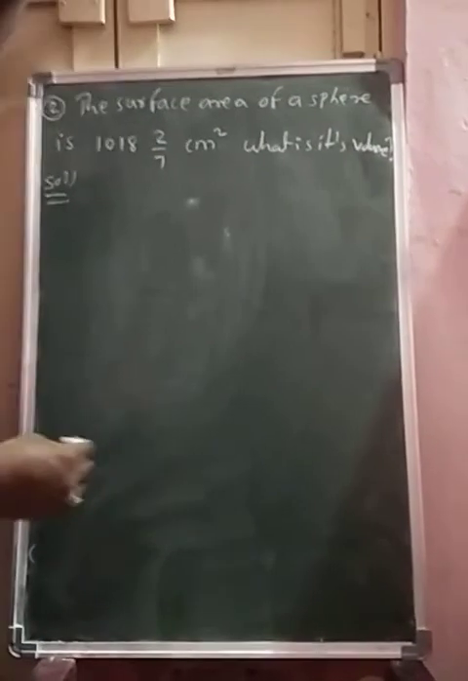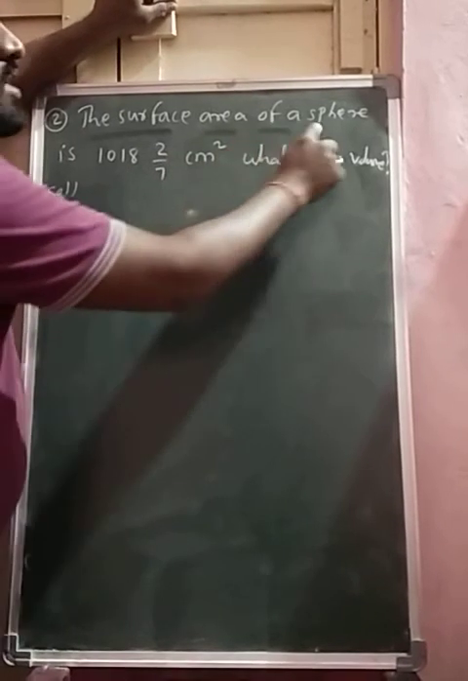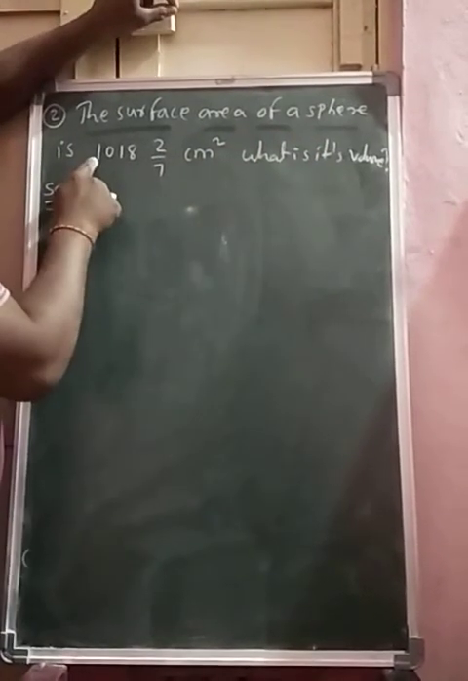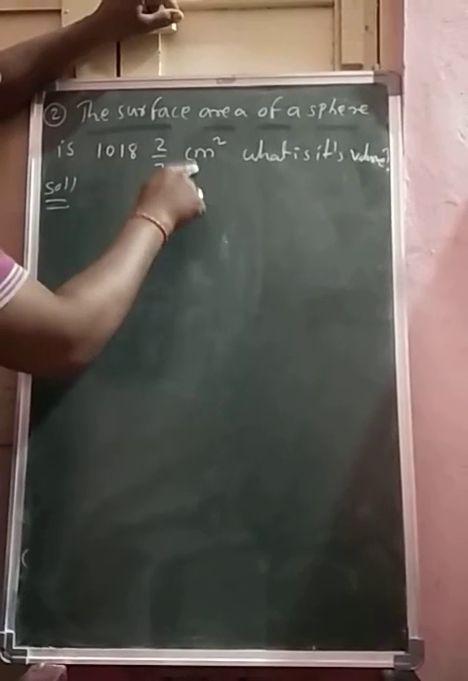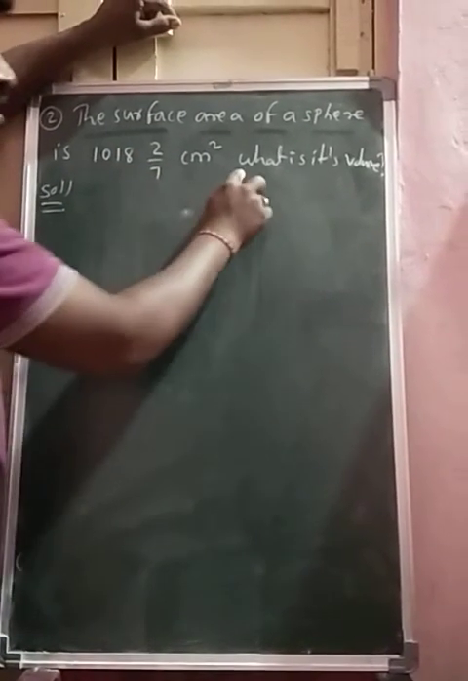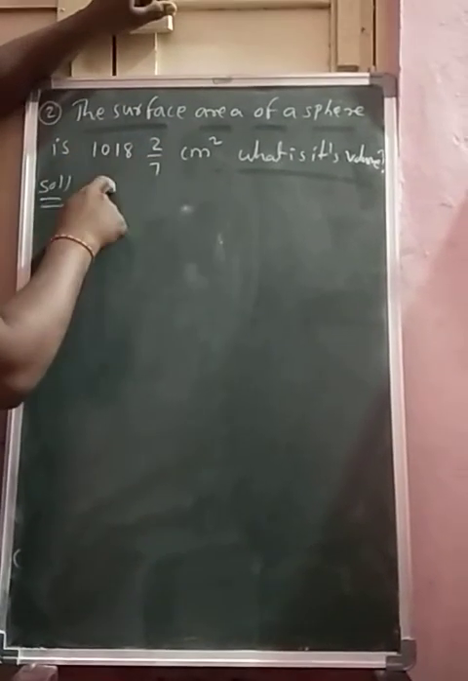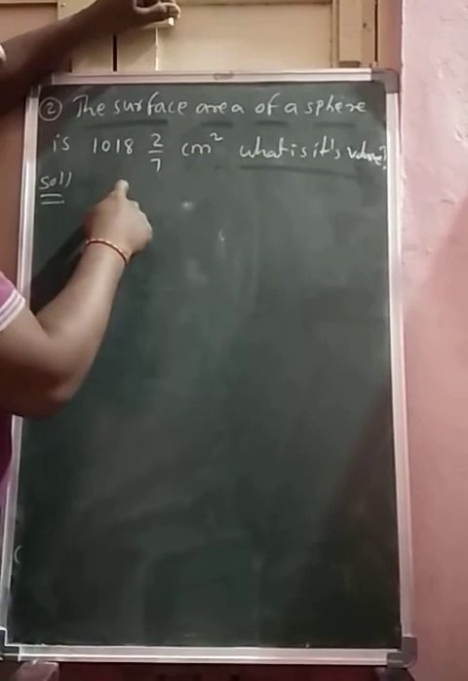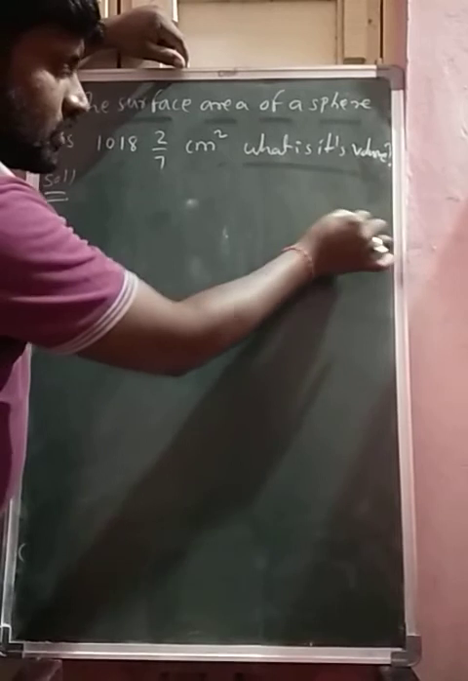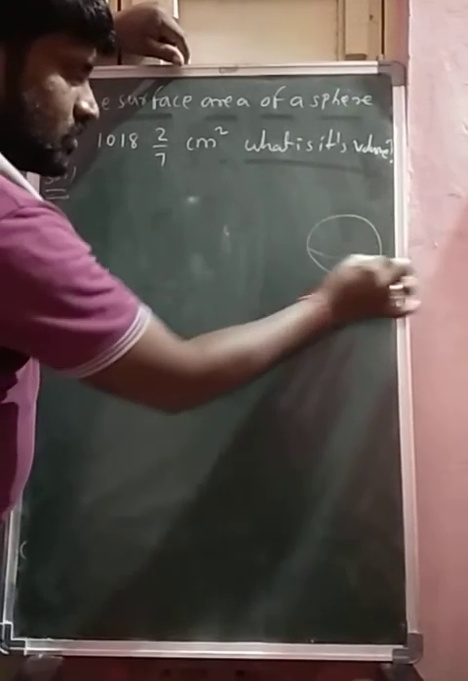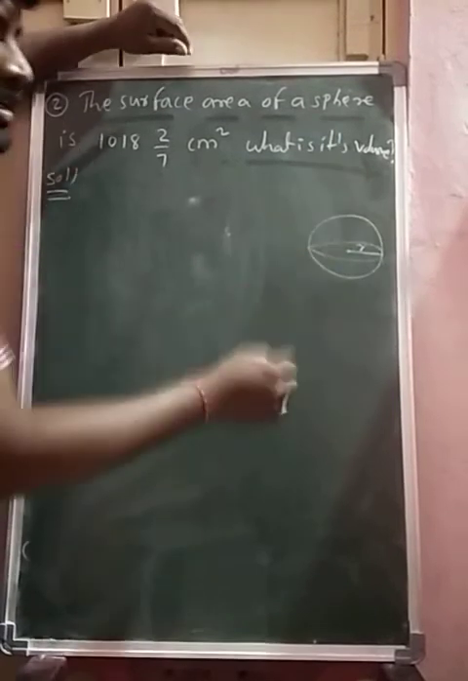Okay students, now the second question is: the surface area of a sphere is 1018 2 by 7 square centimeters. What is its value? Here given the surface area of a sphere. By using this, we are going to find its volume. So this is the rough figure. It's a sphere. Okay, this is the radius.